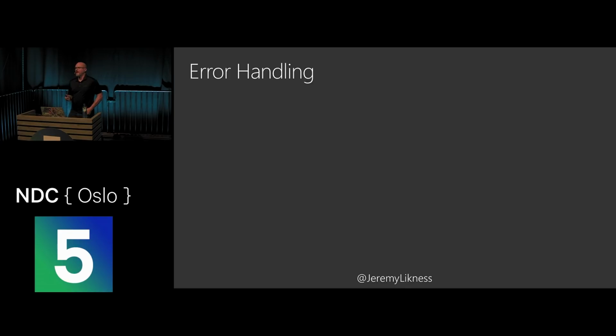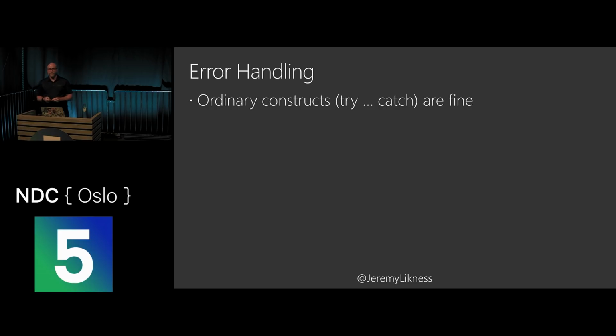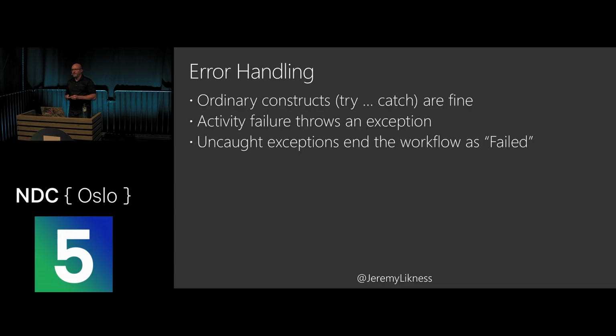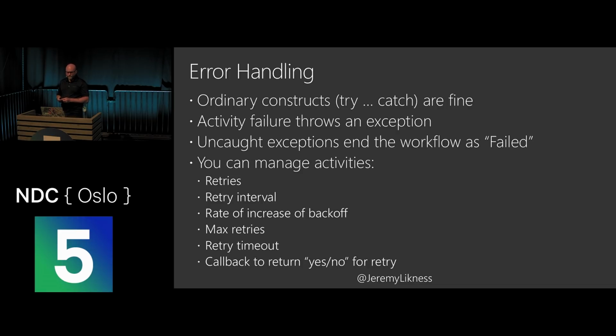Now, just as an aside, one of the advantages you get from using Durable Functions is some advanced error handling. So you can use try-catch within your code. That's perfectly fine, as long as it's in a deterministic way, you're not rolling dice within the block. Any failure inside an activity will throw an exception, so the orchestrator will receive an exception from that. And if the exception's not caught, the workflow is going to end with a failed status that you can query for and look into. However, you can manage your activities.